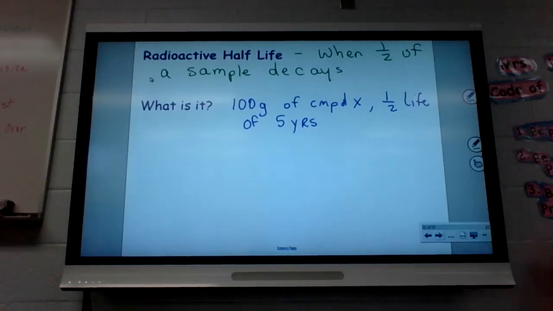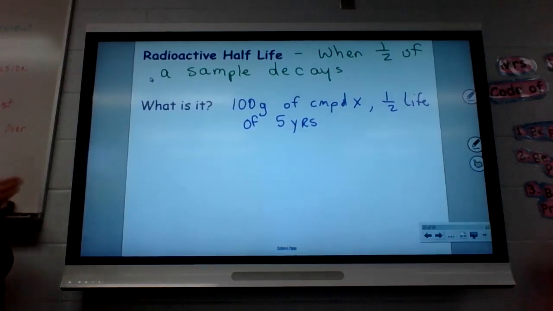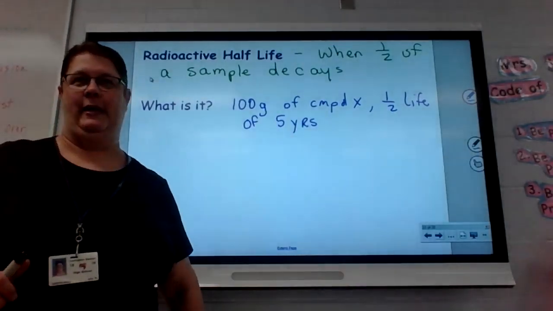So, tell me what you remember about the law of conservation. How could you forget? We learn it in literally every subject. Okay, so matter is not created or destroyed. So if we start with 100 grams, how much do we have to finish with? 100 grams. Okay, everybody clear on that? 100 grams. So half of the sample is going to decay.